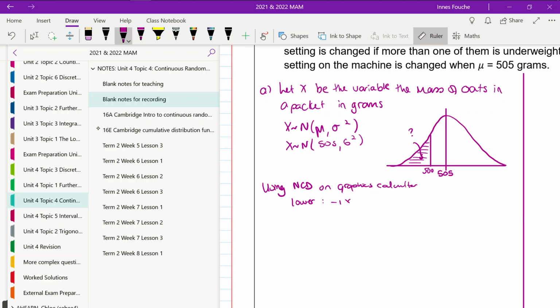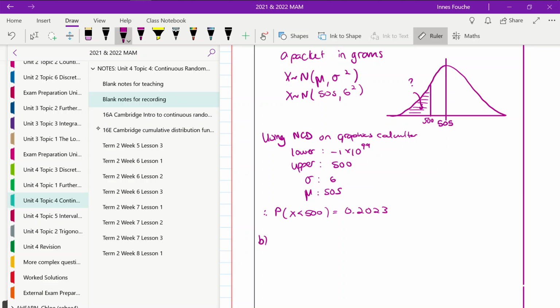Alright, so that's right. Lower was negative 1 times 10 to the 99. Our upper was 500. Sigma was 6, and mu was 505. So therefore our probability of x being less than 500 is 0.2023. Okay, next question says, calculate the value of mu required to ensure that only 1% of packets are underweight.